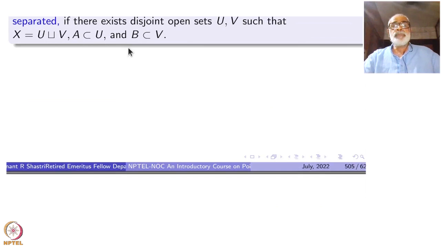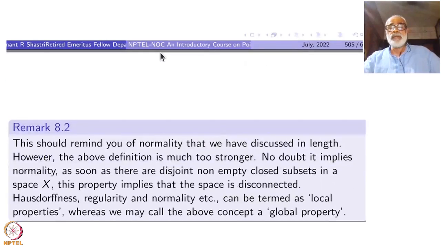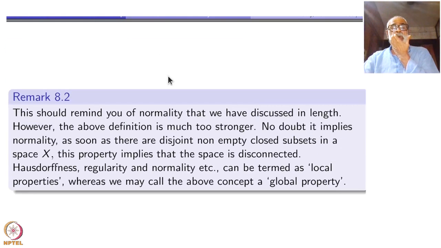In any case, starting with disjoint closed subsets, we have enclosed them in U and V. The only extra thing is that the union of U and V is the whole space X. Otherwise, this is just like normality, right? So you are reminded of normality. What we have here is a stronger thing, namely, in normality, the union of the two open sets you get is not the whole space.